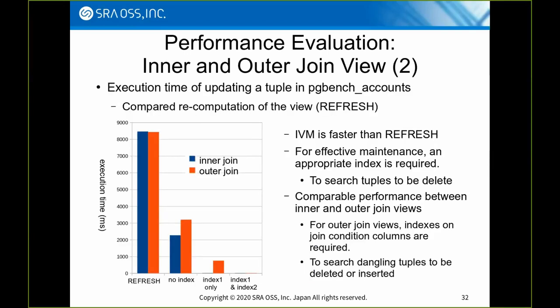This is the result of execution of updating a tuple. This is the execution time of updating a tuple in PGBench accounts. Refresh of this view took more than 8 seconds. In all cases, IVM is faster than refresh. However, for effective maintenance, an appropriate index is required to search tuples to be deleted. And with additional indexes, the result shows comparable performance between inner and outer join views.